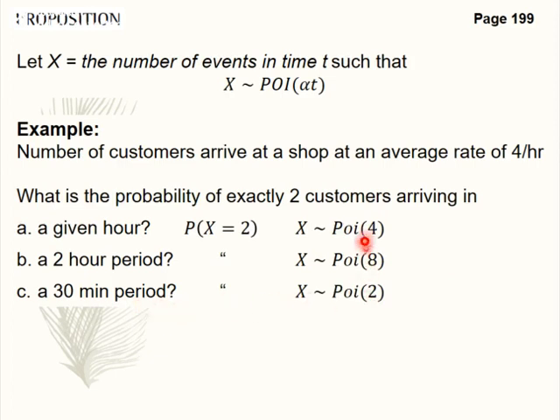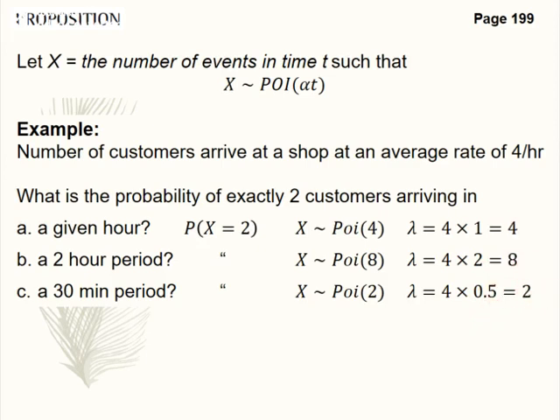What I want to highlight with these examples is, how do we get the 4, the 8, and the 2? It was all dependent on the time that we're focusing on, because we're given a rate per hour. So we needed to adjust it according to the period of time that we're looking at. Let's say this is lambda. How we got the 4, you can think of it as 4 times 1, because it's a 1 hour period. The 2 hour one is 4 times 2. And the 30 minute one, in terms of hours, is half an hour, so it's 4 times 0.5. That gives you your 4, 8 and 2.